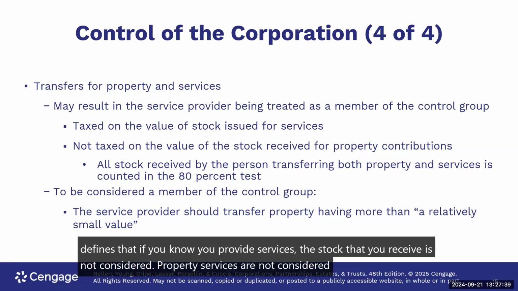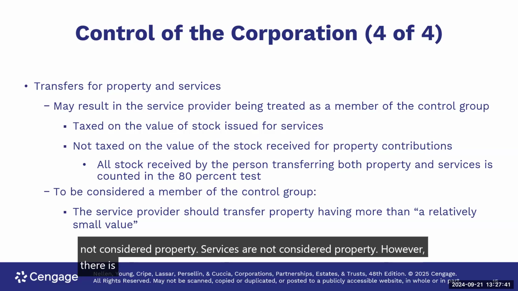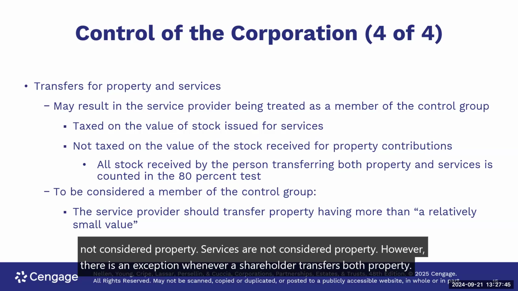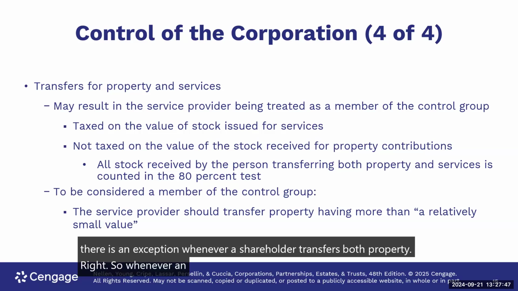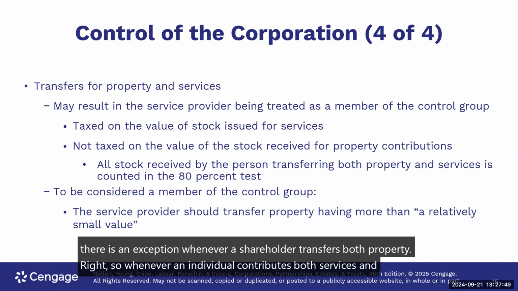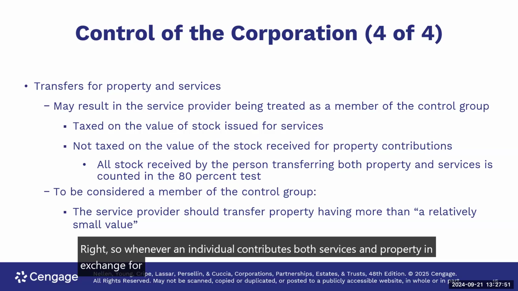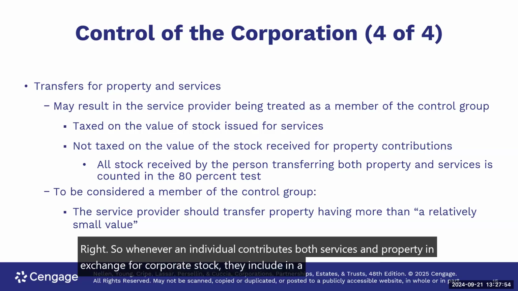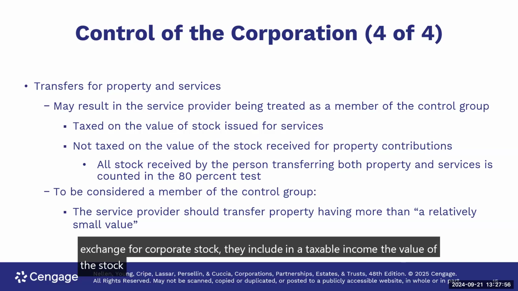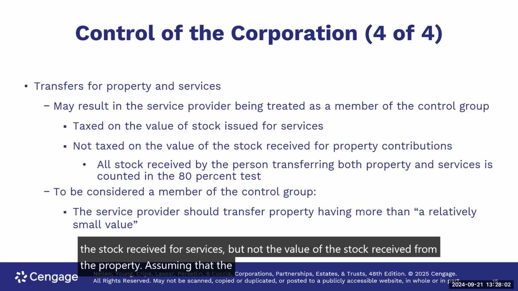However, there is an exception whenever a shareholder transfers both property and services, right? So whenever an individual contributes both services and property in exchange for corporate stock, they include in taxable income the value of the stock received for services, but not the value of the stock received for the property, assuming that with the property that was transferred, they essentially have control.